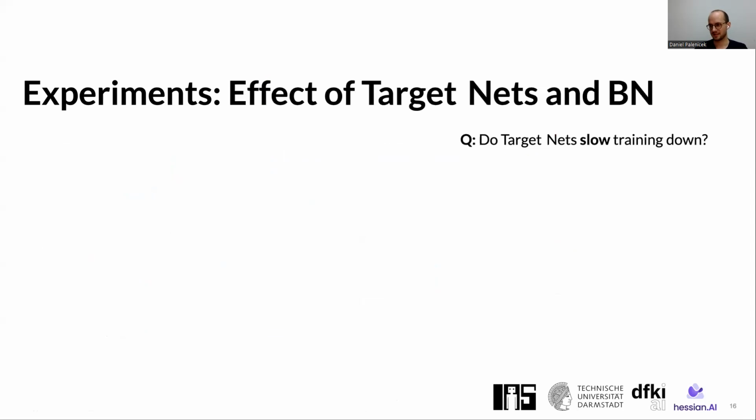Then the other thing that Aditya already hinted at is disentangling the effect of target networks and the batch normalization that we add. The question is really, how much does the target network slow down training? So what proportion of the speed up comes from removing the target network, and what proportion comes from actually adding the batch normalization in there?